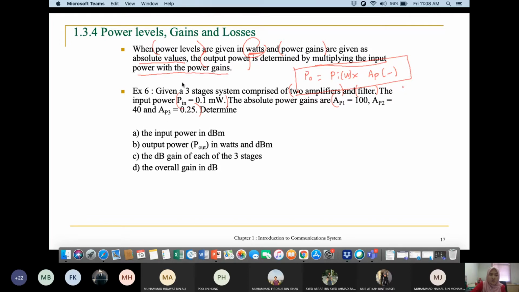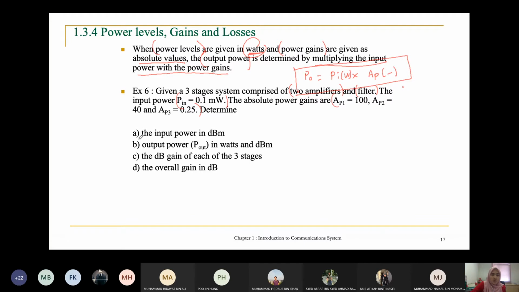So how to draw the system over here? You can draw the block diagram. You have a 3-stage system, so you will have 3 blocks. The first block here is the amplifier, because you have 2 amplifiers and a filter. So this is amplifier 1, this is amplifier 2, and this is the filter.